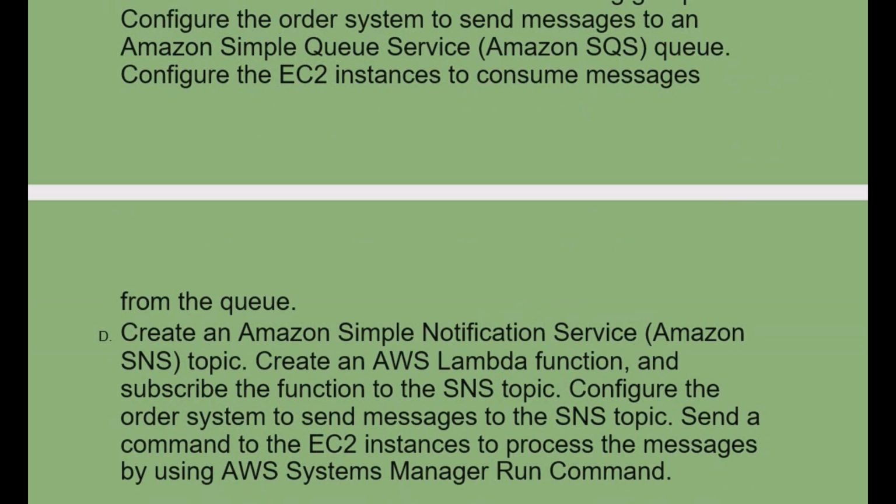Option D, create an Amazon Simple Notification Service, that is Amazon SNS topic. Create an AWS Lambda function and subscribe the function to the SNS topic. Configure the order system to send messages to the SNS topic. Send commands to the EC2 instances to process the messages by using AWS Systems Manager Run Command.